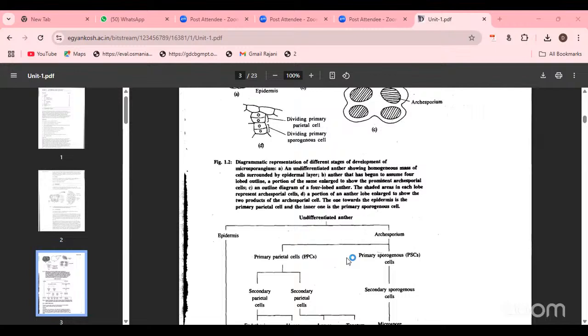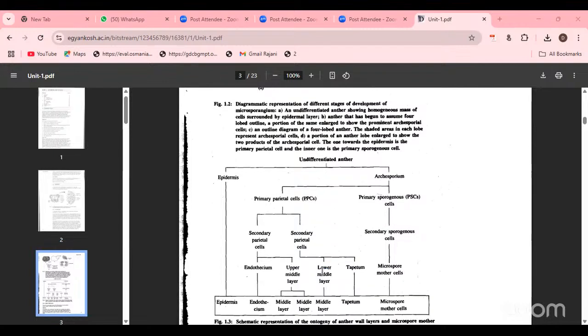This is the undifferentiated anther. One is the epidermis. The second one is the archisporium. The archisporium can be divided into primary pericytial cells and primary sporogenous cells.